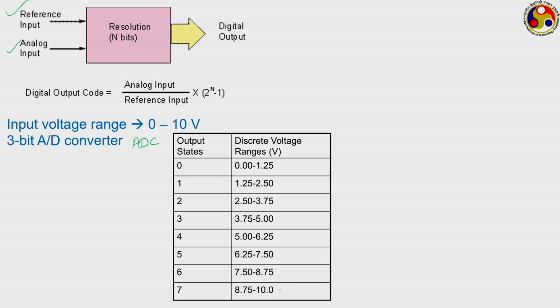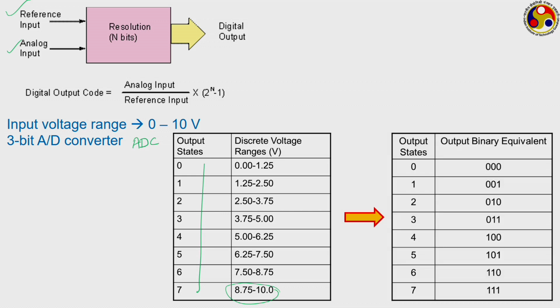This way finally, anything appearing between 8.75 and 10 volt will be identified as level number 7 or state number 7, and then we convert all these 0 to 7 into their digital equivalent. So, we know how to convert. The first one will become, in 3-bit representation, 000, and the final one, that is 7 in digital or state number 7, will become 111. This is how we get the digital equivalence of the original input signal.